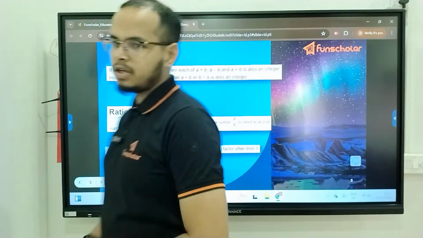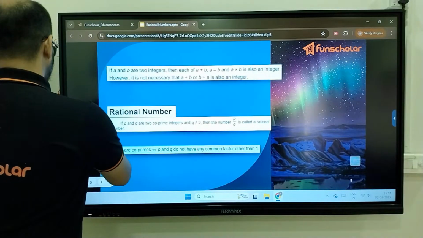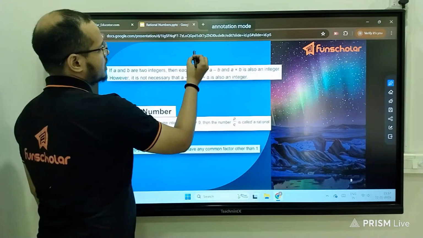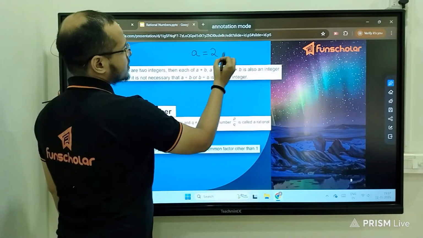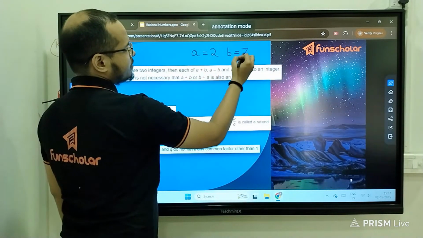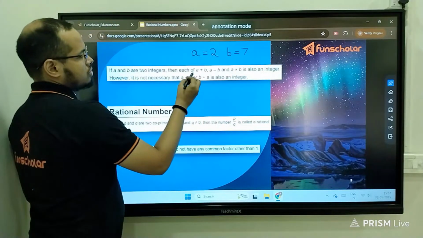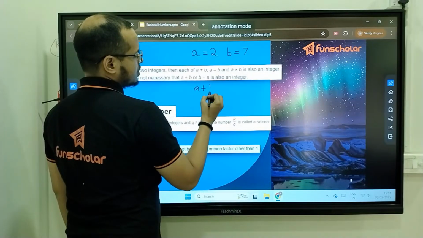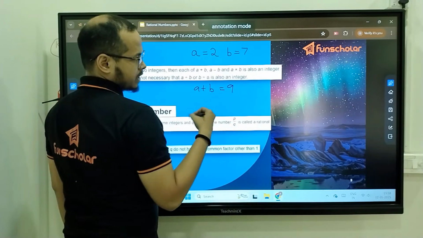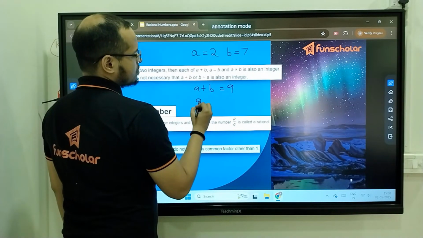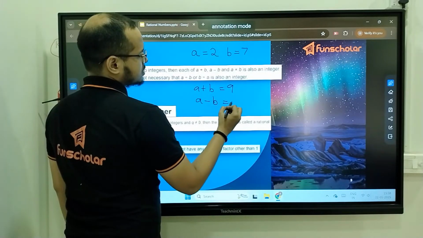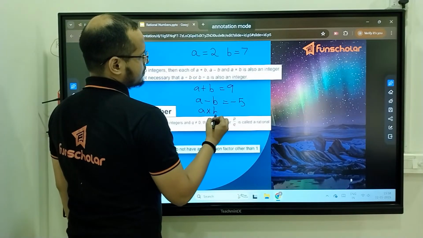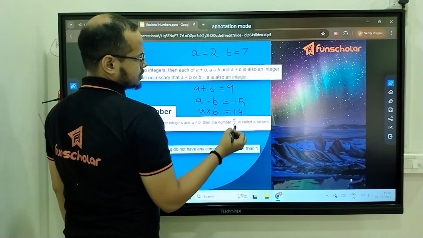Okay, let us take two numbers here. Let's take random numbers. Okay, so I'm taking a as 2 and b as 7, anything. So a plus b, 2 plus 7, gives us 9, that is an integer. A minus b gives us minus 5, that is an integer. A into b gives us 14, that is an integer.